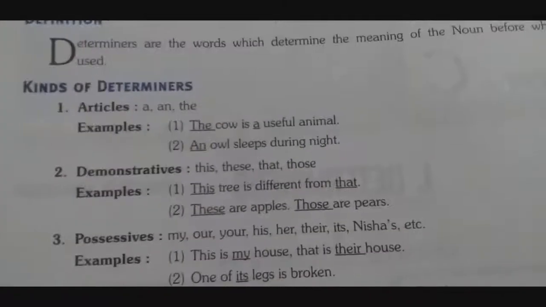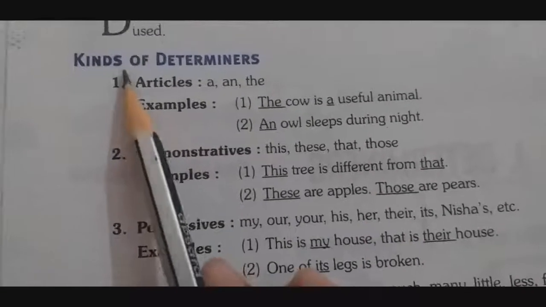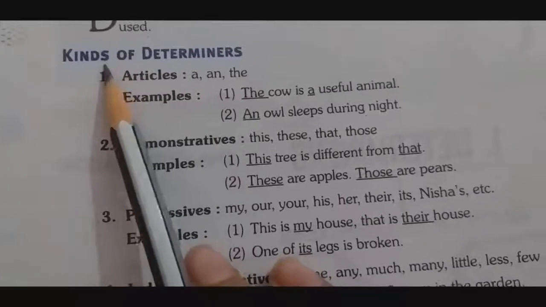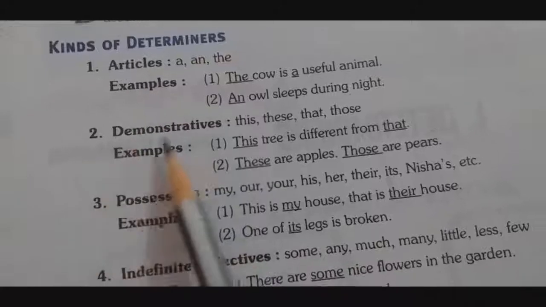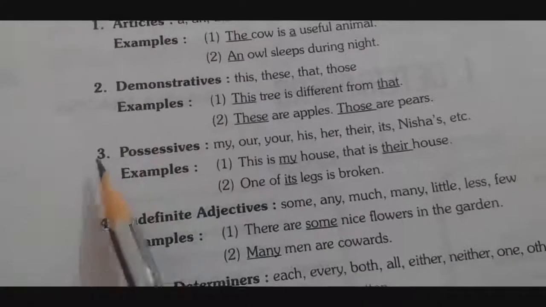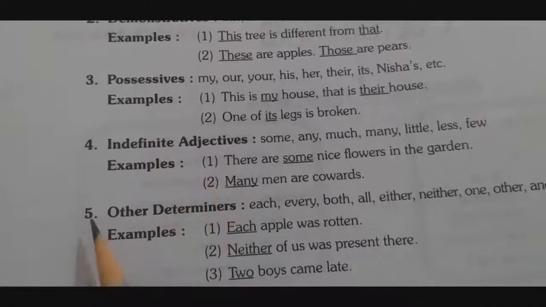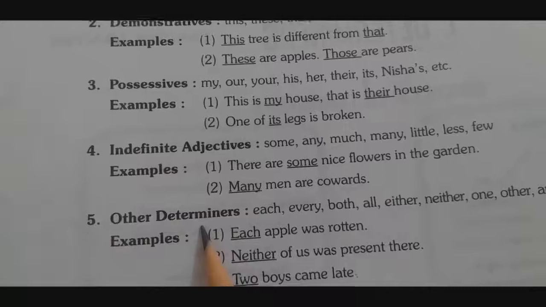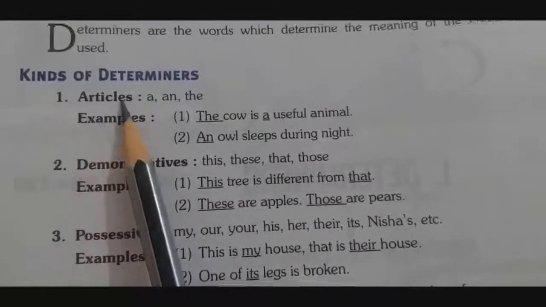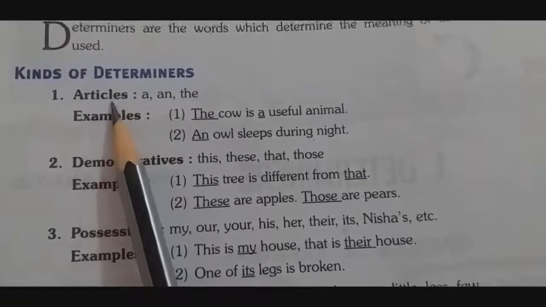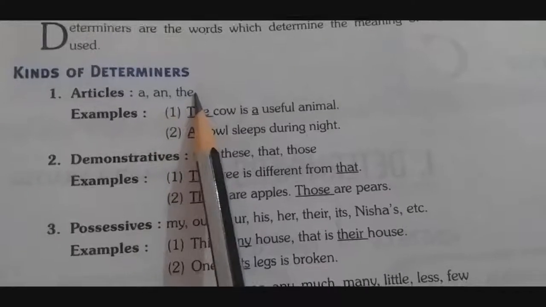In the previous page I have already shown you the kinds of determinants. Now let us read it in detail. Kinds of determinants: number 1 articles, number 2 demonstrative, number 3 possessive, number 4 indefinite adjectives, and number 5 other determinants. In articles, which words come under articles? They are a, an, the.